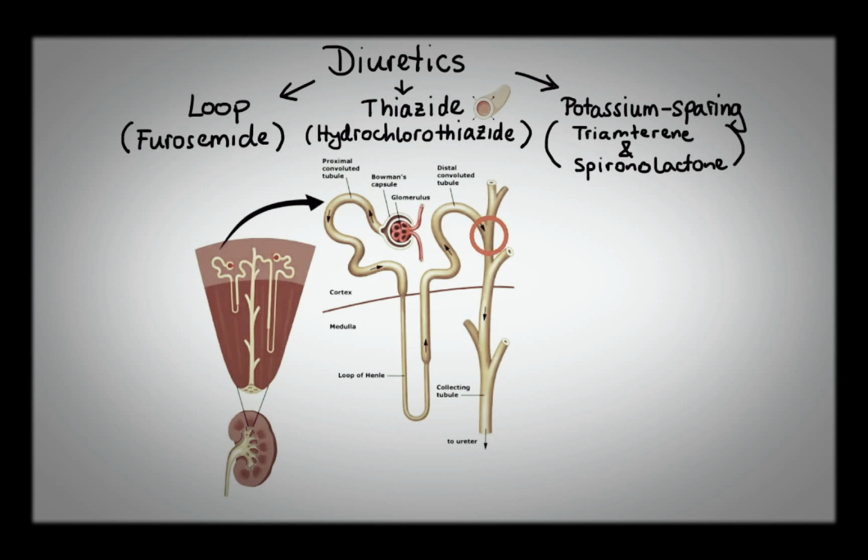exchange in the kidneys or by blocking the actions of aldosterone. Potassium-sparing diuretics are often used in combination with loop and thiazide diuretics to reduce loss of potassium that can occur with the use of these drugs. For more details, make sure you check out my video about diuretics.